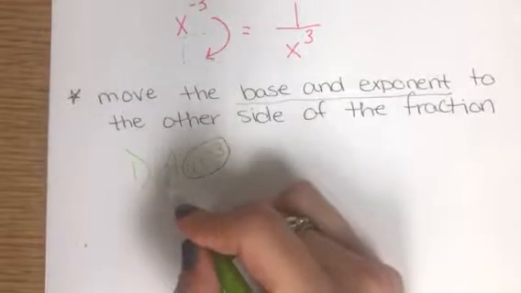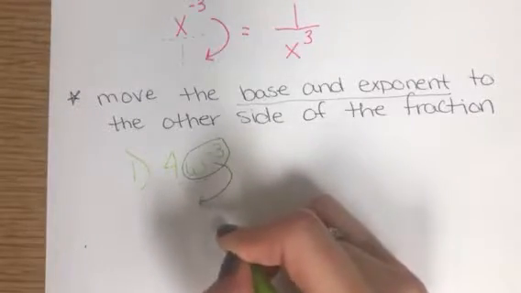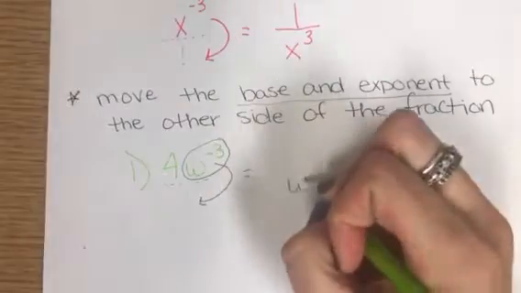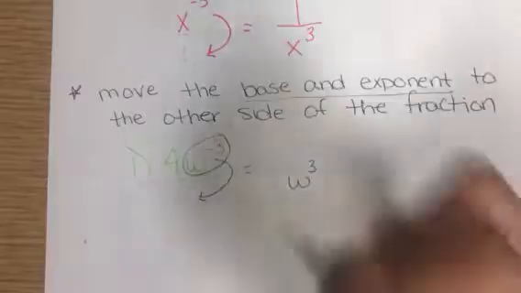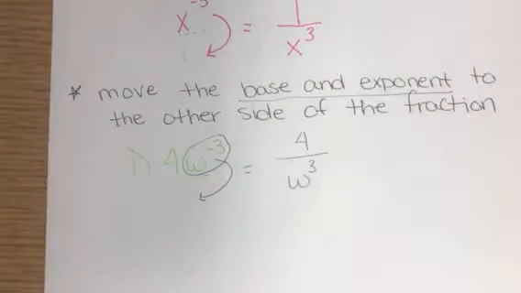So this is currently sitting over 1, which means it's in the numerator, so we're going to move that w with its exponent to the denominator. Once we move it, we're then going to make it positive. That 4 is staying put, so that 4 is still left over in the numerator, and we'd have a simplified answer of 4 over w to the third.